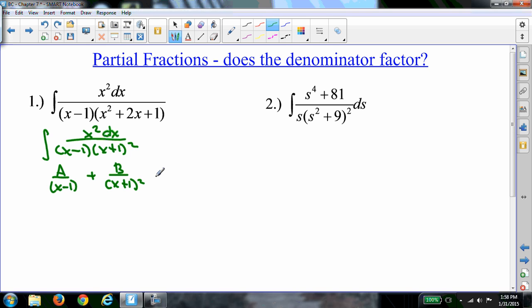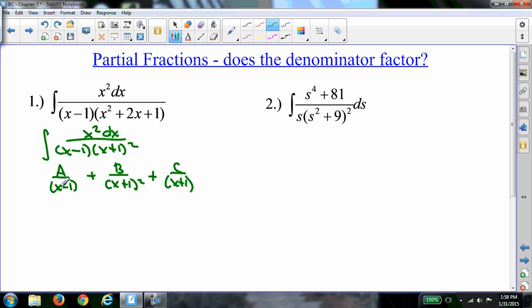But technically, you could also have c over x plus 1, which is called the degenerate case. And again, if I were to get a common denominator of these three, the common denominator would still be x minus 1 times x plus 1 squared. Now to solve for a, b, and c, we're going to find that common denominator.